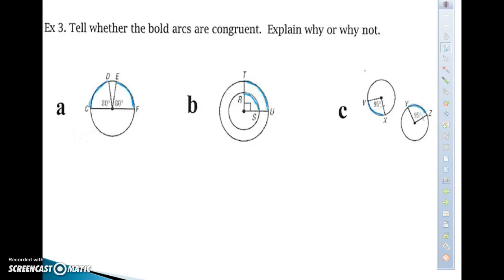So, if you'll look at the examples on your paper, they may not have copied very well, so you may need to annotate or look up here on the screen. The bolded items are in blue up here. And we're going to determine whether or not the arcs are congruent to each other. So letter A. Are they of the same circle or congruent circles? Yes. We only have 1 circle here. And are the central angles the same? Yes. So these arcs are, in fact, congruent.